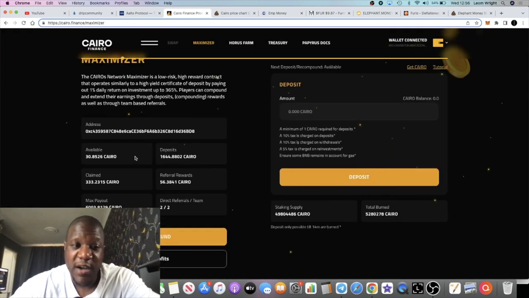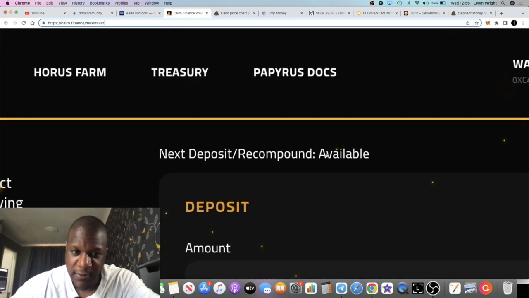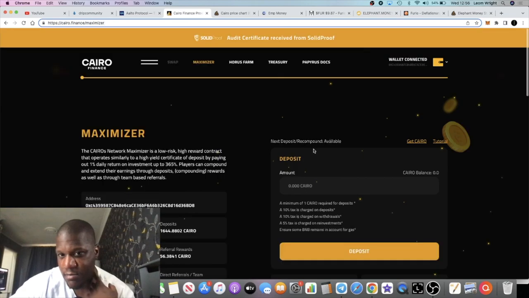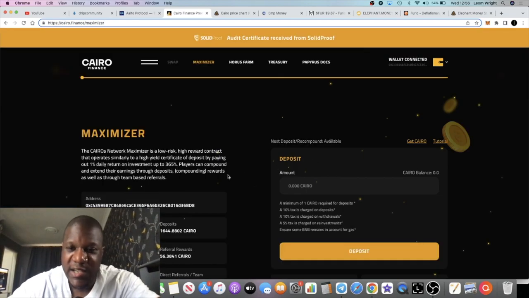Okay, guys. I've also been compounding. You can only compound once every 24 hours, so maybe every couple of days I'll compound. You can claim as well. There's a timeout normally that comes up here. As you can see, it says I'm available to compound right now, or deposit, or claim. But every time you do that, it resets the timer.